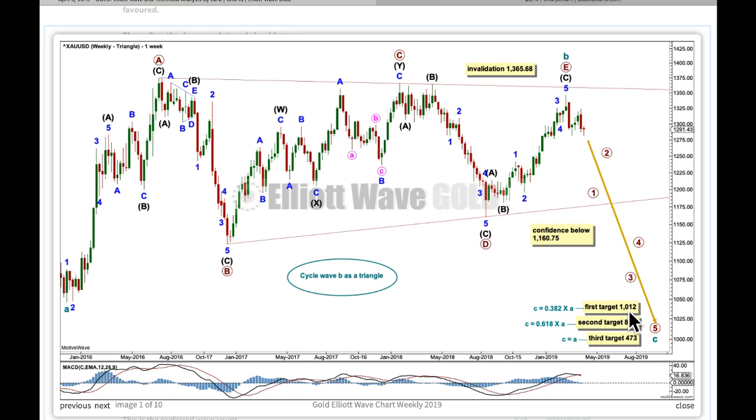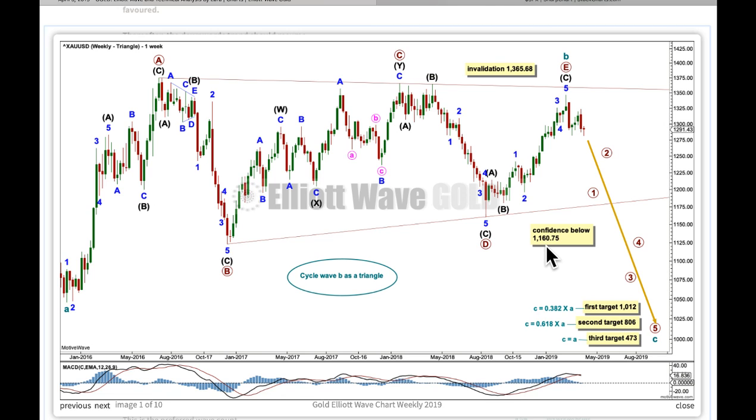When price reaches toward the first target, I'll look to see if the structure of cycle wave C could be complete. If it could be, we'll expect a possible end to the downward movement there. But if price gets toward the first target and the structure is incomplete or it just keeps falling through, then attention will turn to the next target, and so on for the third.